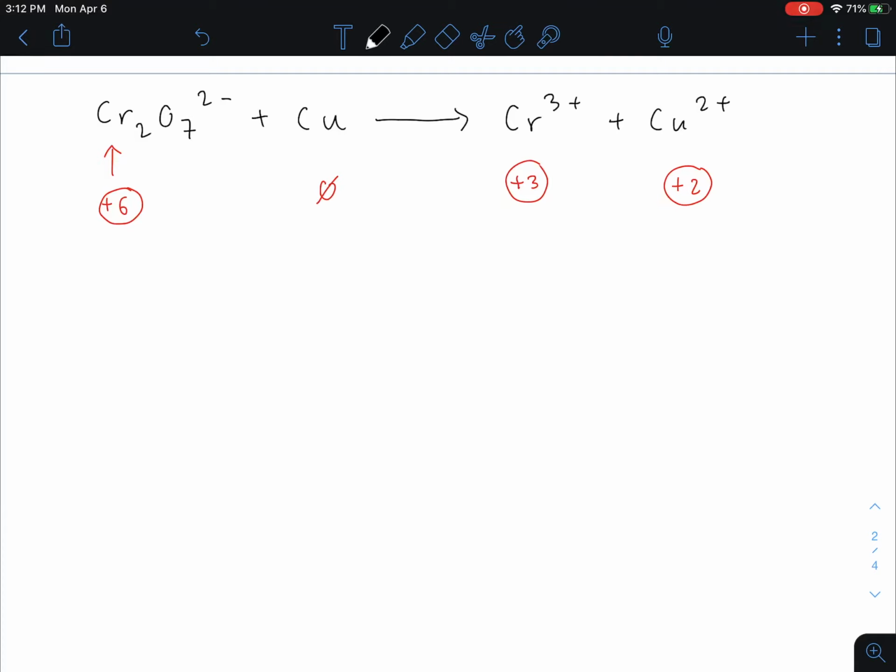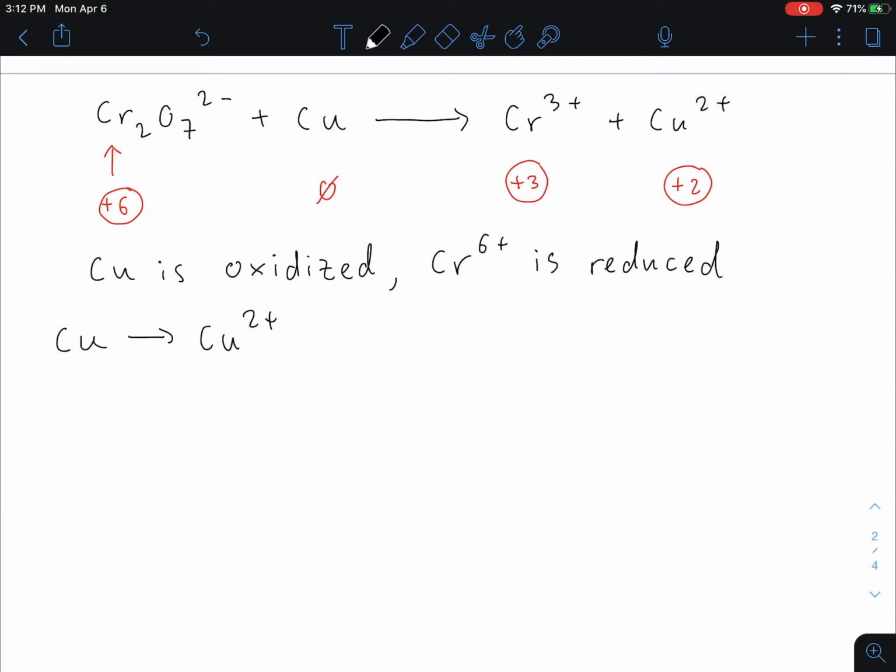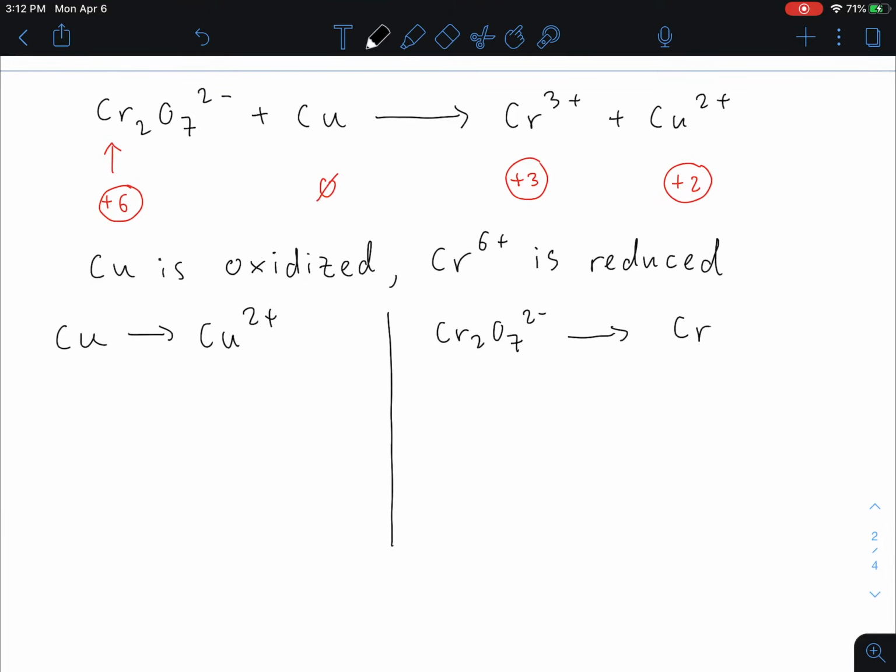But now we can make a statement, and that's just to say copper is oxidized, and then chromium 6 is reduced. So either way, that sets me up to break them into half reactions. So copper makes copper 2 plus, and then Cr2O7 2 minus, it's the dichromate ion, makes Cr 3 plus.